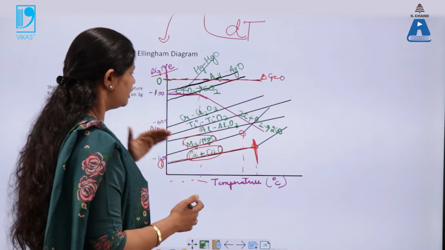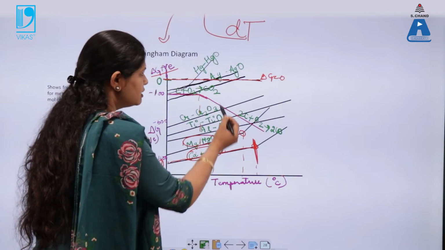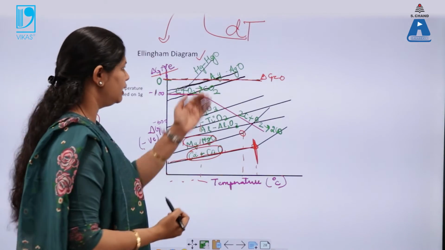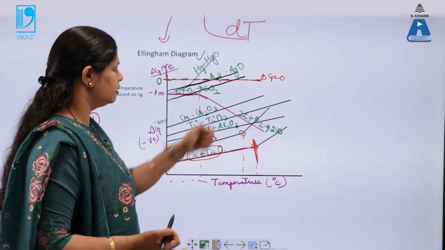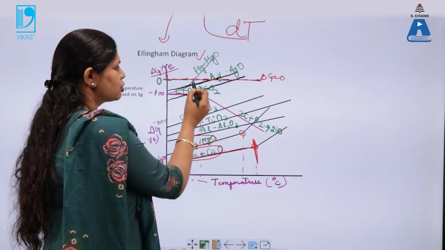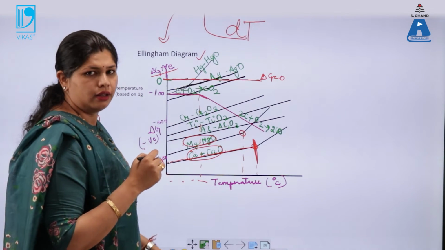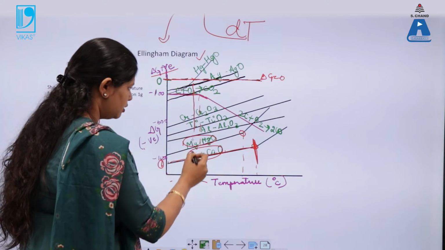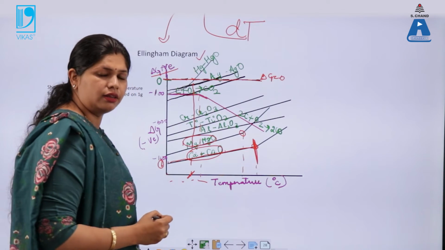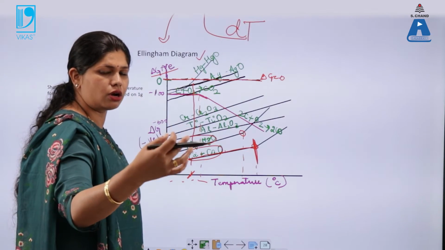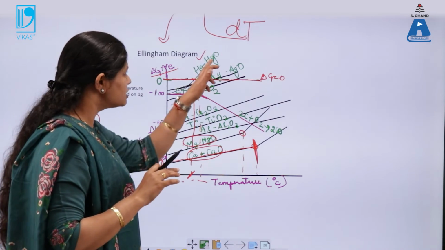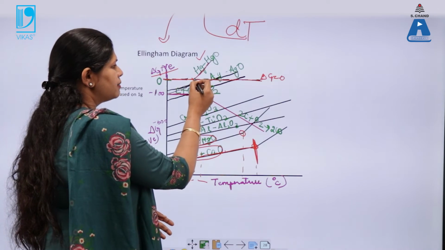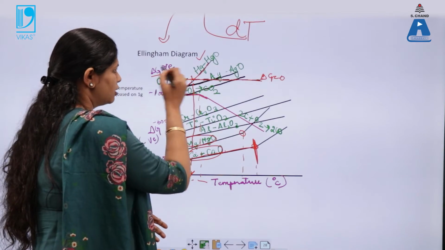Next point important here is that if we see the curves for mercury or for silver, we see that it is crossing the zero line. That means that for mercury, beyond this temperature, the conversion from mercurous oxide to mercury is spontaneous and not the other way around. The backward reaction becomes spontaneous and not the forward reaction.